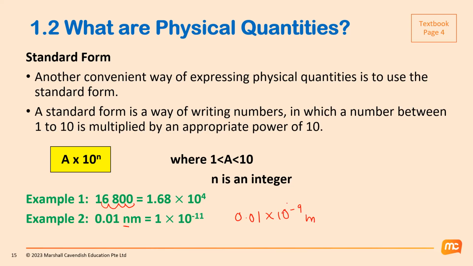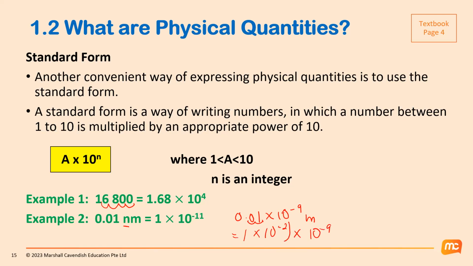Okay, so if I want to change it to standard form, 0.01 is not between 1 and 10. So I will change it to become 1. So I shift my decimal place 1, 2. So this times 10 to the power minus 2. Then times 10 to the power minus 9.